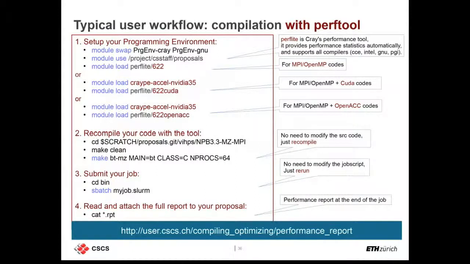In that case, if you know that your code doesn't use the GPU, either it's an MPI or OpenMP code, you just load the perflight/622 module file. If you use CUDA, then you just need to load the perflight/CUDA module file. And if you use OpenACC, you just need to load the perflight/OpenACC module file. And when you are ready, you just need to recompile your code. So you don't need to modify your source code.